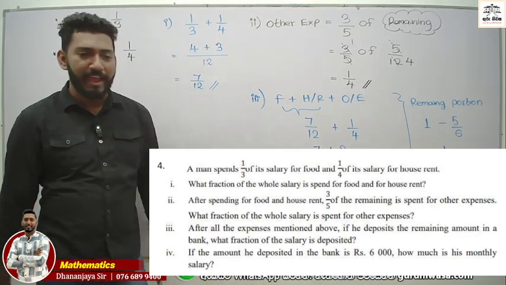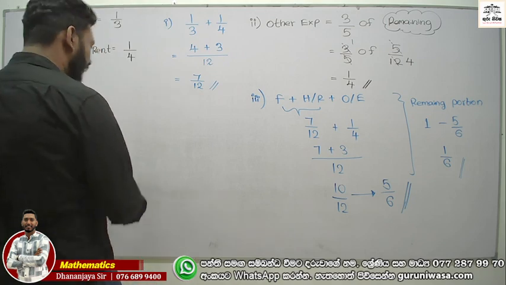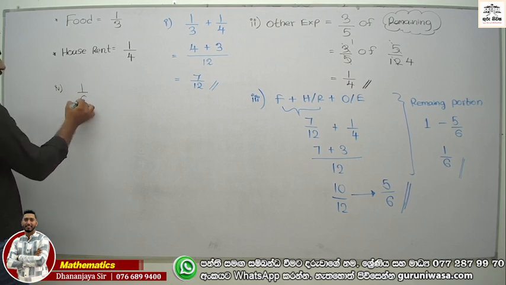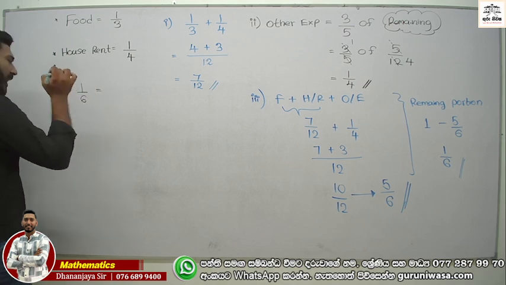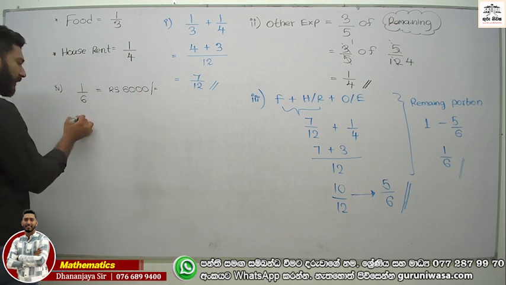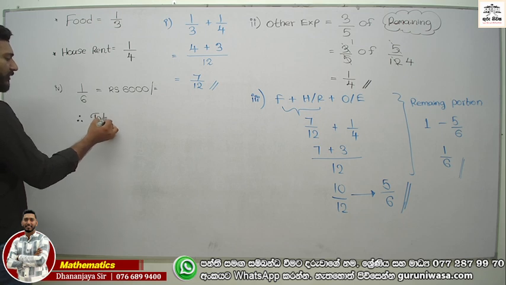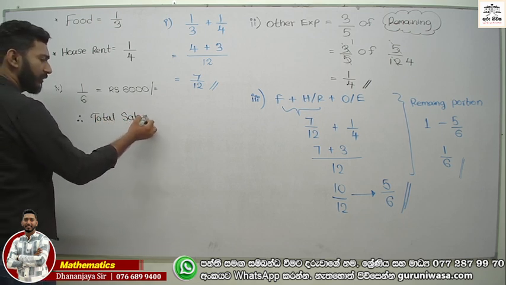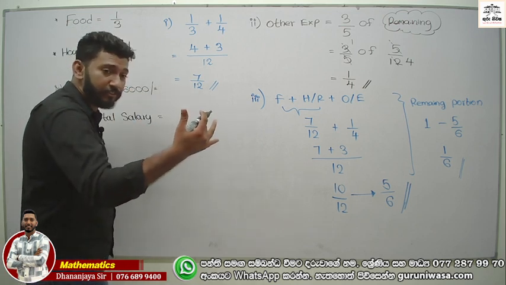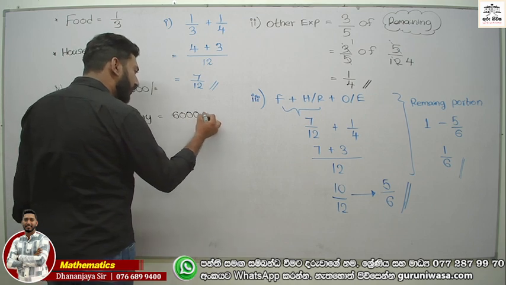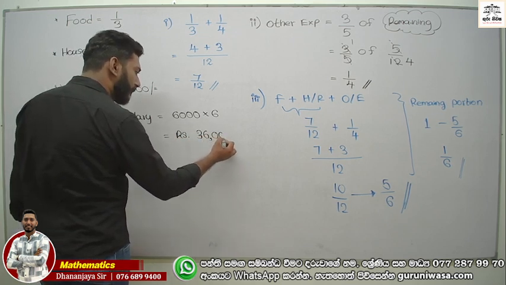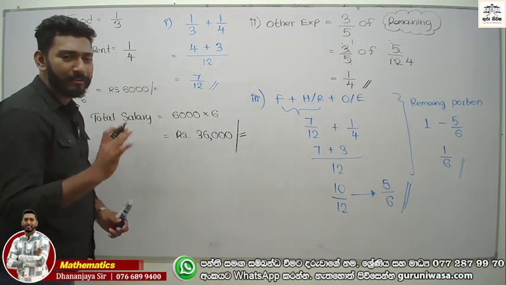Now, next part. If the amount he deposits in the bank is 6,000, how much is his salary? Now this whole 1 is the salary, and 1 over 6 is the deposited amount, which equals 6,000 rupees. Therefore the total salary should be such that 1 over 6 is 6,000. Therefore the whole one is 6 out of 6. Therefore, 6,000 you need to multiply by 6. Then the answer becomes 36,000 rupees. His salary is 36,000 rupees.